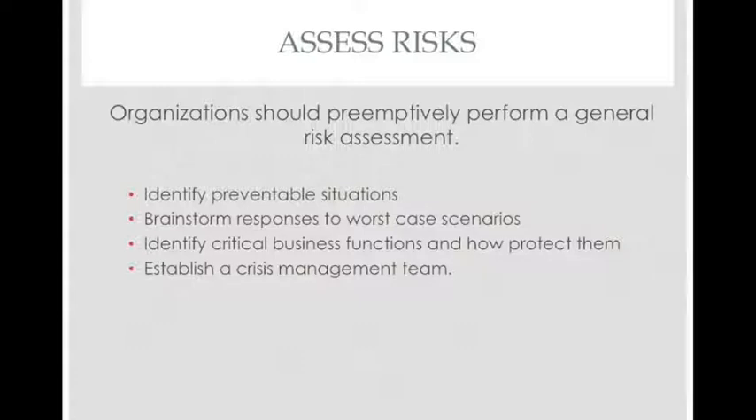Before a crisis ever occurs, it is important that the organization perform a general risk assessment. Acting preemptively can help identify situations that are preventable by making changes to existing methods and allow space to brainstorm the best possible responses to best and worst case scenarios without the pressure of an active crisis. A general risk assessment often includes identifying the top areas of vulnerabilities within the organization, identifying the most critical business functions to an operation and how to best protect them, and establishing a crisis management team.